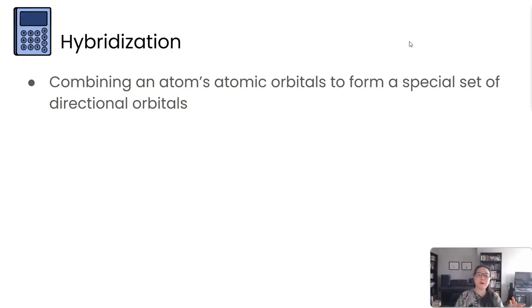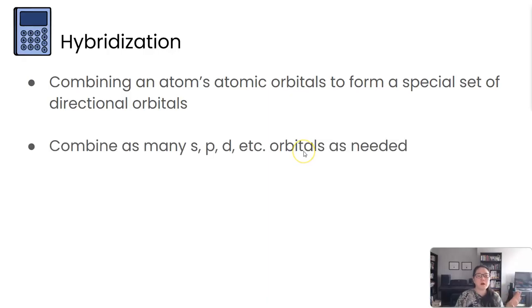When you're doing the hybridization itself, you combine as many orbitals as you need. You'll always be using that s orbital, and you use as many p orbitals as you need. If you need even more than that, when you're going into those 5 electron domain and 6 electron domain shapes, then you also bring in those d orbitals. If you're going up to 4 electron domains, you're only going to be using the s and those 3 p orbitals.